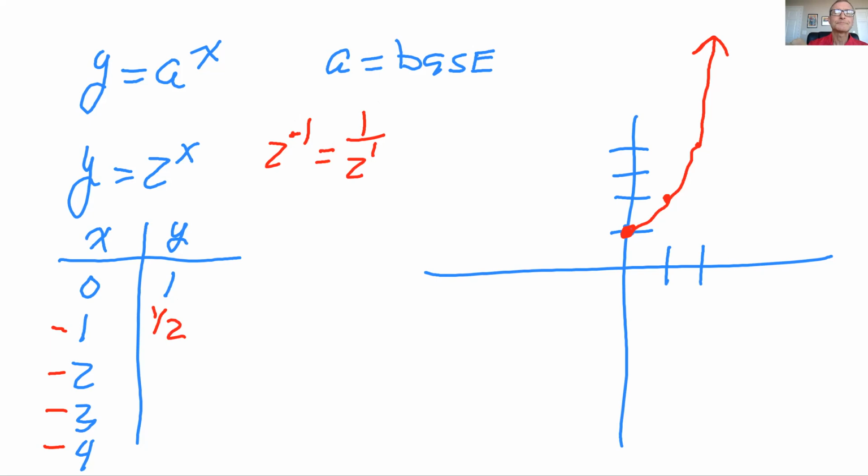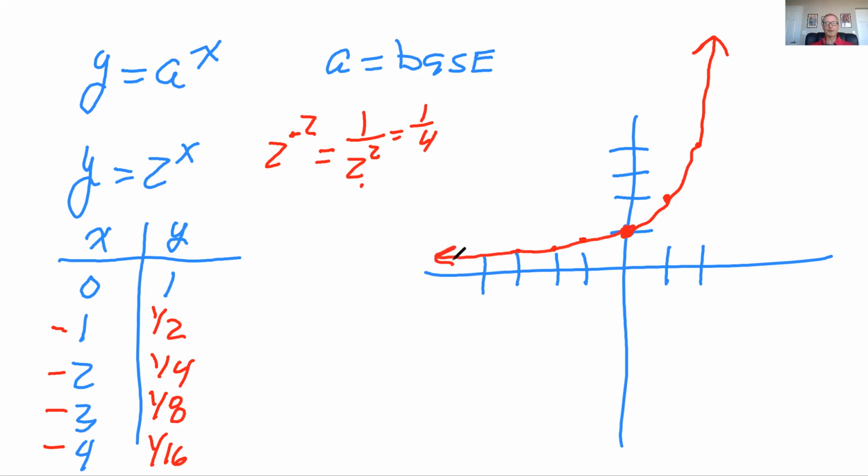So for example, if I put minus 2 up here, the minus brings the 2 down, and then you square it. So that would be 1 over 4. I think you see the pattern. So this would be 1 over 8, and this would be 1 over 16, etc. And when you take a look at this, just put a couple of those in there. So x equals minus 1, it would be 1/2, and we end up with a graph that looks like this.